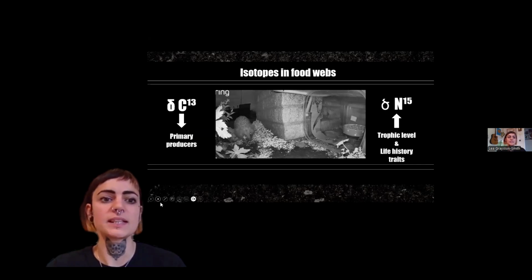Carbon is a reliable indicator of the primary producer in the food web. So whether there was more C3, C4, CAM, aquatic, or marine-based primary producers in that food web. Whereas nitrogen is a great indicator of your organism's diet. So whether it was herbivorous or carnivorous, with carnivores usually having much higher nitrogen than herbivores. It can also indicate life history stages. So things like if it was a nursing mammalian, you would see higher nitrogen than the adult counterpart. And also if that animal was experiencing stress, starvation, and overall diet quality.